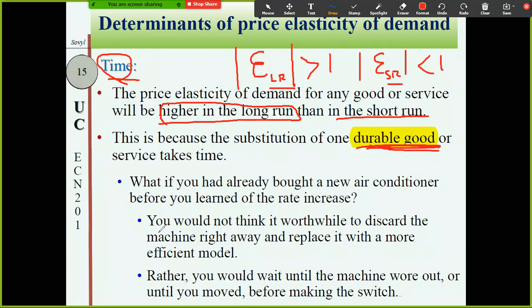You would not think it worthwhile to discard the machine right away and replace it with a more efficient model. For example, you build a house, and once it is completely built, you need to buy furniture and house equipment installed in the house for good living. That's why you need to install an air conditioner in your room. Let's say this week you buy one at $300 per set, including installation service.